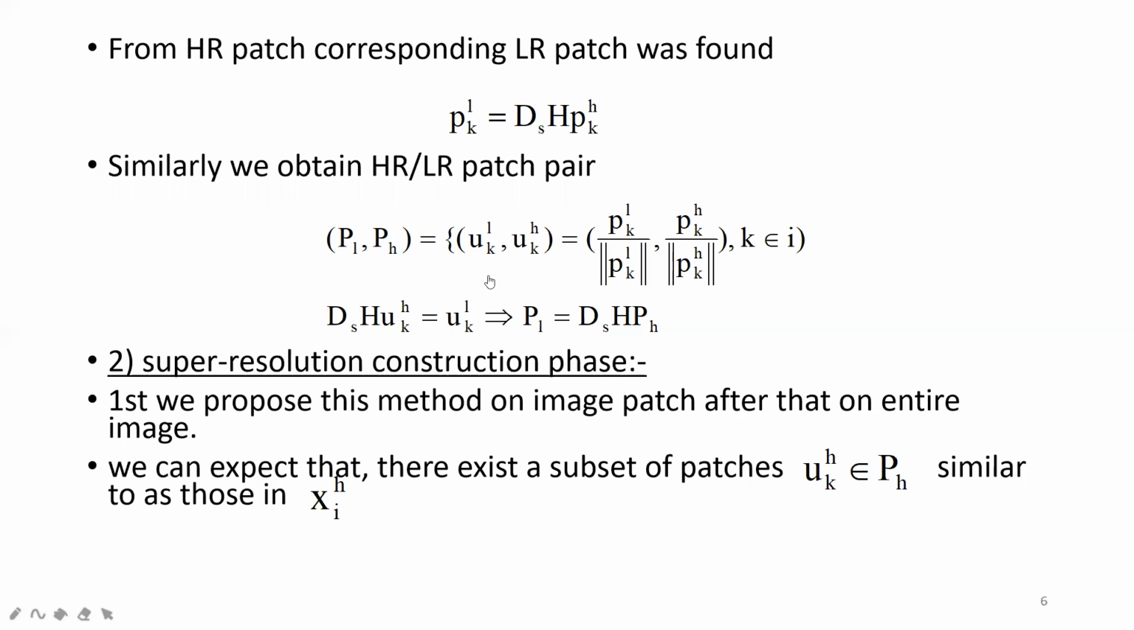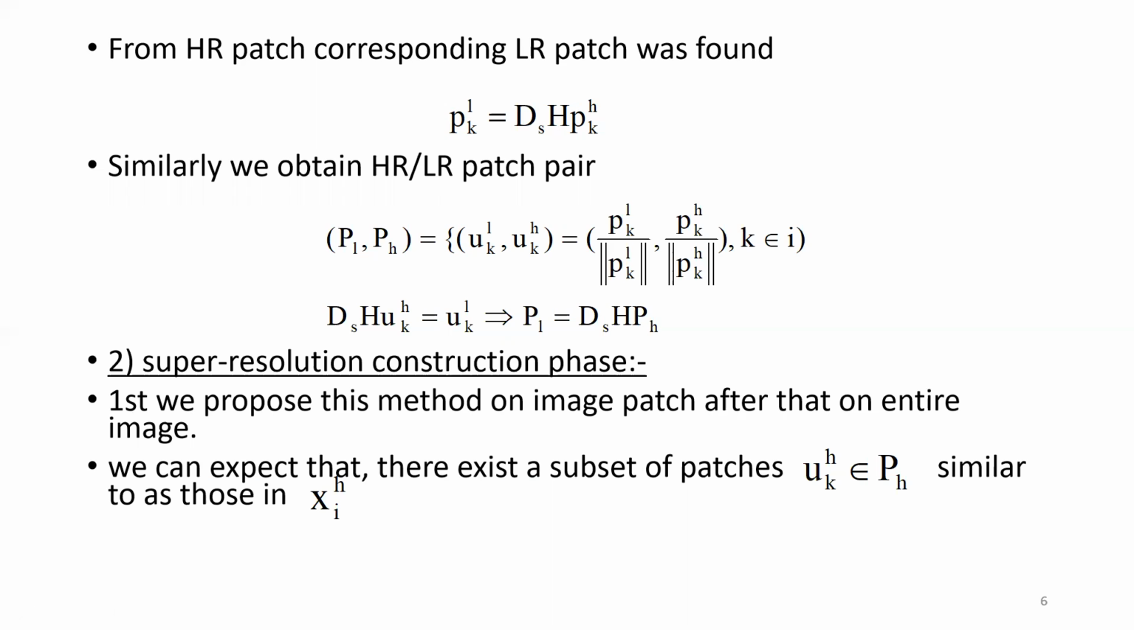And I am making this database into some normalizing forms. These are the normalizing forms. UKL is the normalizing form of the low resolution LR patches, that is PKL by norm of this one, and UKH is the normalized form of the HR patches, that is PKH by norm of this one. So this norm form is very similar to this PKL also. So that's why I'm replacing this PKH into UKH and PKL into UKL.